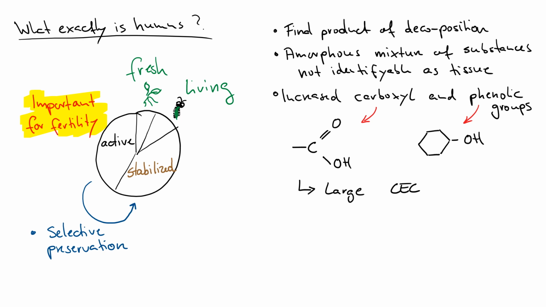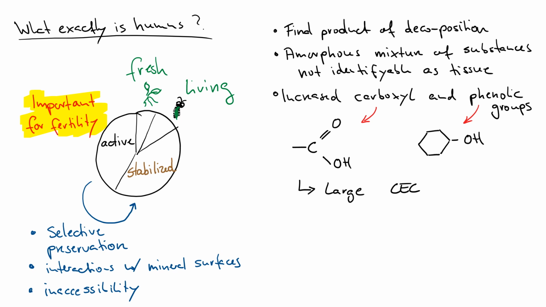So how do we go from the active to the stabilized? Well, in some sense, it's a selective preservation. The lignin, for example, is going to be more of the stabilized part than the more readily digested materials. It is also because there are interactions with mineral surfaces. So some of the organic material likes to make coatings on mineral surfaces or metallic surfaces and thereby prevent it from further decomposition. So that would be a way of stabilizing it. The other one would be to make it inaccessible.